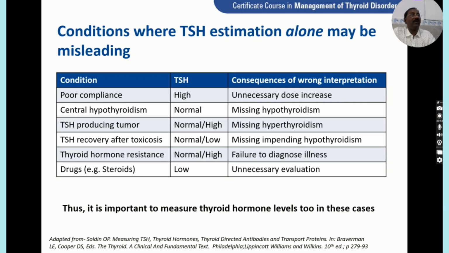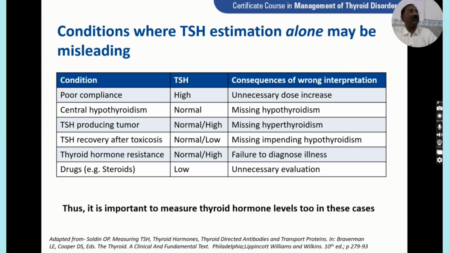TSH producing tumor: the TSH could be normal or high, so it misses the hyperthyroidism. TSH recovery after toxicosis: it may be normal or low, missing the impending hypothyroidism. Thyroid hormone resistance: whatever amount of thyroid hormone you give, because of the resistance, the TSH will be very high or sometimes normal.